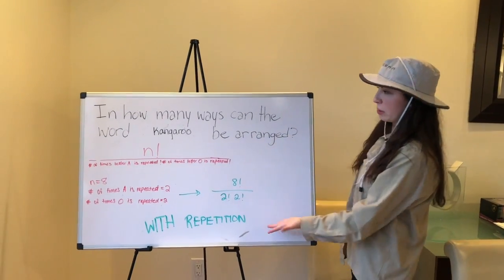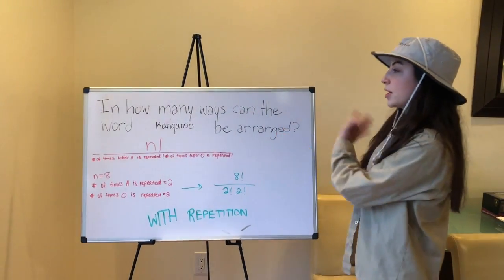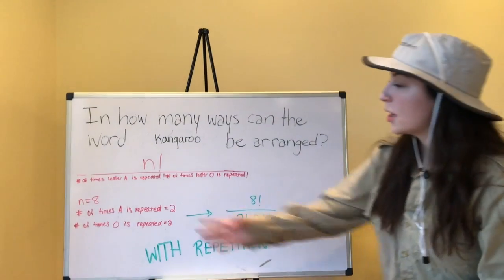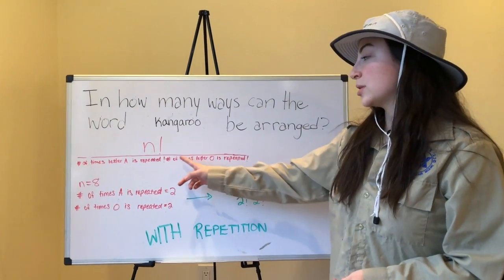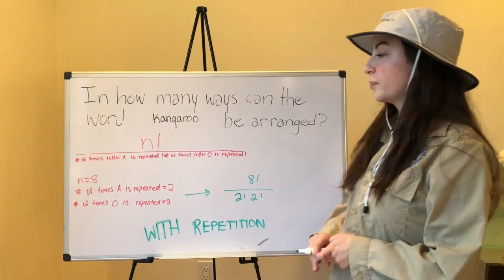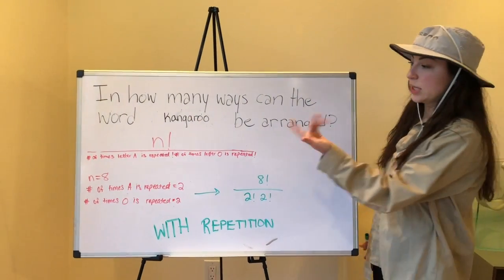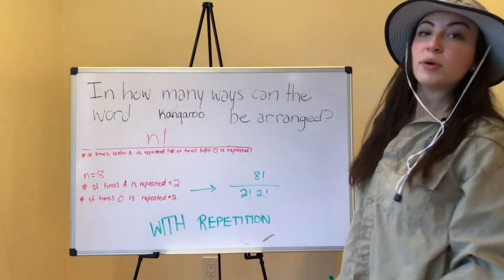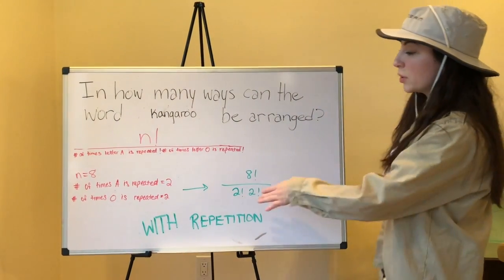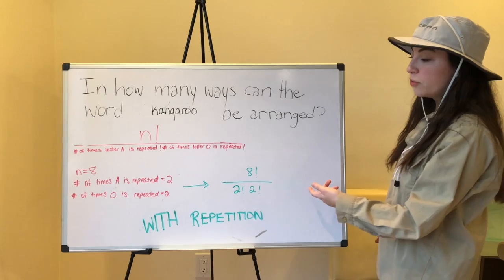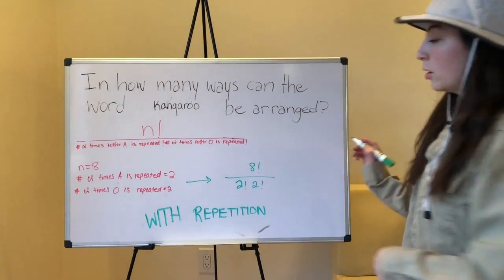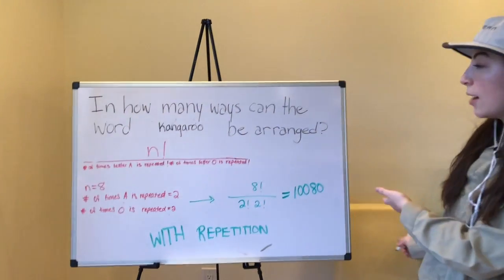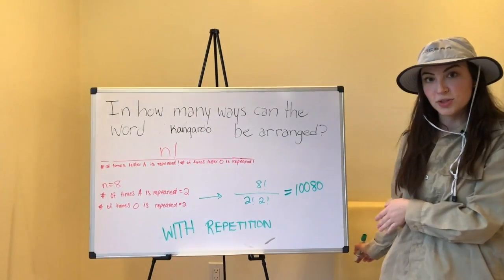So here we're doing a problem with repetition. The example is, in how many ways can the word kangaroo be arranged? We use the formula n factorial over the number of times the letter A is repeated, factorial, times the number of times the letter O is repeated, factorial. The total number of letters in the word kangaroo is 8. The number of times A was repeated is 2, and the number of times O was repeated is 2. Therefore, we use the formula 8 factorial over 2 factorial times 2 factorial, and we end with 10,080. There are 10,080 ways that the word kangaroo can be arranged.